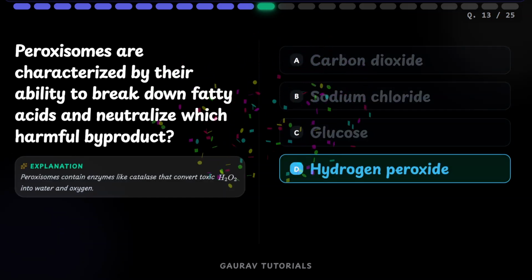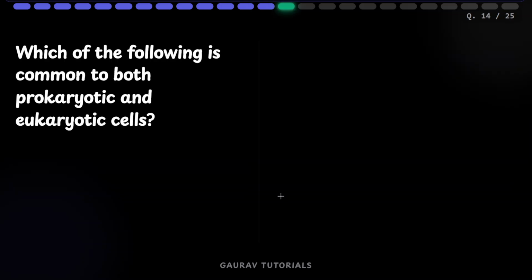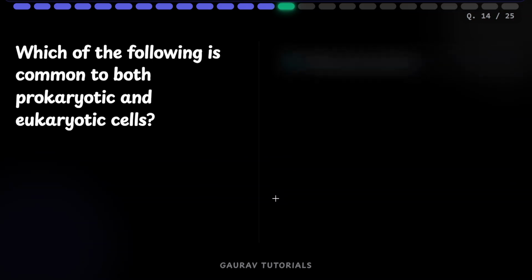See, peroxisomes are named, you can guess the relation, right? Peroxide and peroxisome. Let's go to question number 14. Which of the following is common to both prokaryotic and eukaryotic cell?